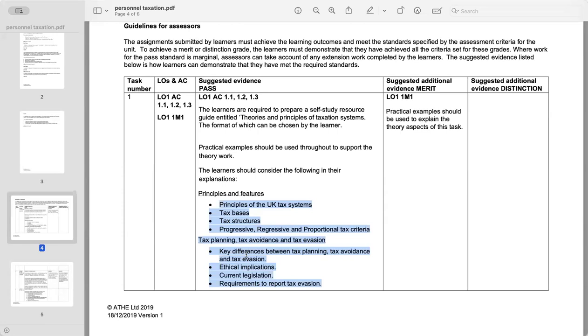Tax planning involves legitimate strategies individuals and organizations use to minimize tax liabilities within the bounds of the law. Tax avoidance exploits legal loopholes in tax legislation to reduce tax payments, often through complex arrangements or structures. Tax evasion involves illegal activities to evade tax obligations, such as underreporting income or falsifying records, and carries serious legal consequences.